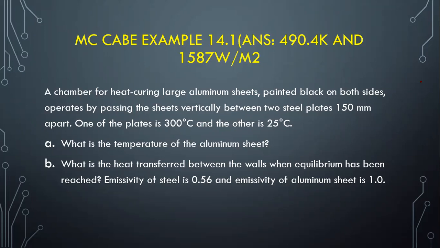A chamber for heat curing large aluminum sheets, painted black on both sides, operates by passing the sheets vertically between two steel plates 150 millimeters apart. Can you imagine that?